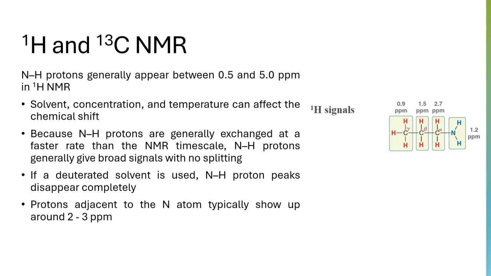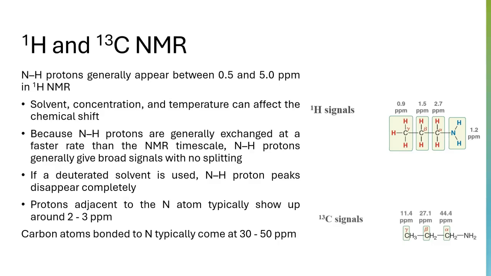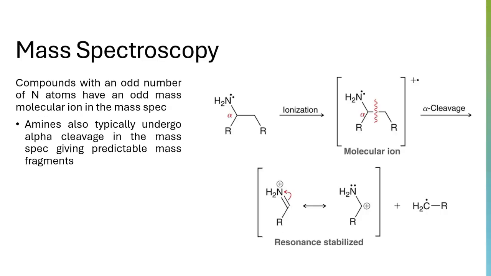Protons adjacent to the N atom typically show up around 2 to 3 parts per million. Carbon atoms bonded to the nitrogen will typically come at about 30 to 50 ppm. Mass spectroscopy. Compounds with an odd number of nitrogen atoms have an odd mass molecular ion in the mass spec. Amines also typically undergo alpha cleavage in the mass spec, giving predictable mass fragments.